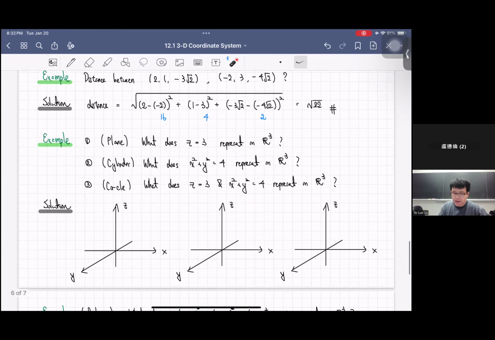So first of all, what is z equals 3? What does this equation mean in R3? Just to justify this, the equation z equals 3 means all points in three-dimensional space that satisfy z equals 3. Translated into human language, we're finding all points where the height of the point is 3, right? Or to be precise, the distance between the point and the xy-plane is 3.